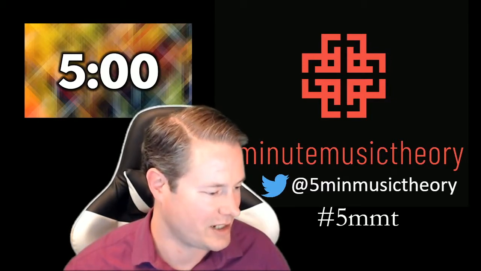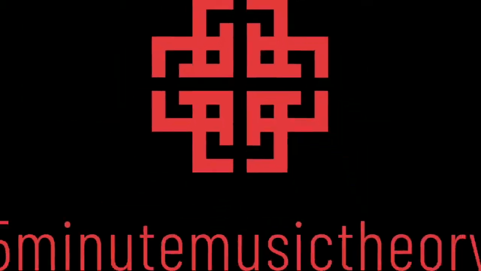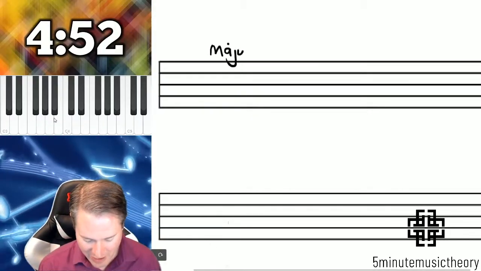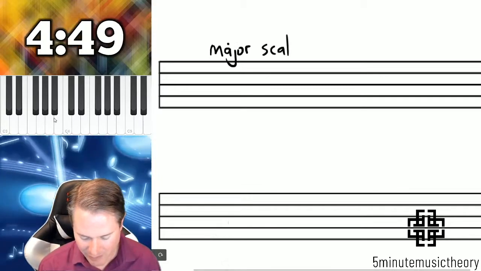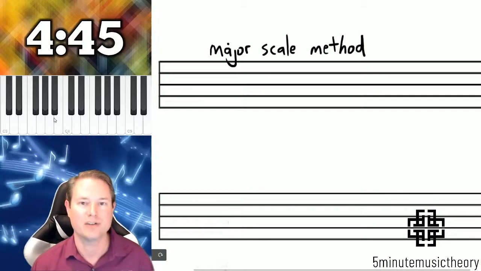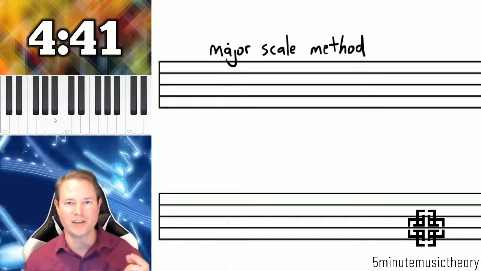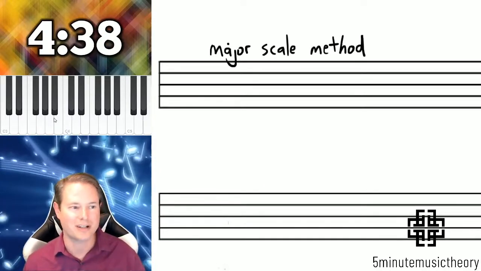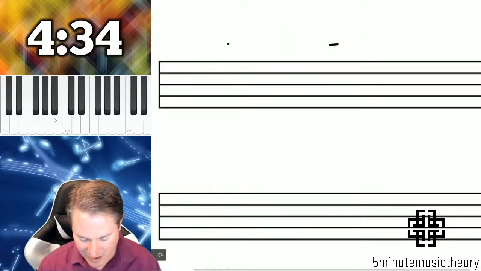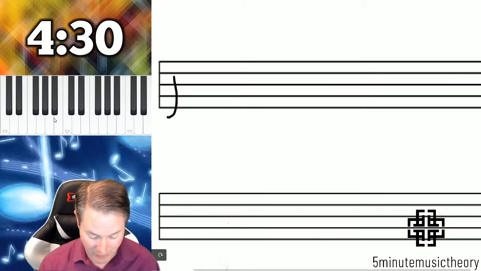So let's go ahead and start our timer, being that this is 5-Minute Music Theory, and let's switch over to our famous screen to talk about the major scale method. Now, the major scale method of determining intervals can be really useful, but only if you know your major scales very well. So if you don't know your major scales very well, go check out the video on major scales and key signatures and come back here, because this is really useful if you know your major scales really well, because you'll find that you have to do almost no calculation for most intervals.